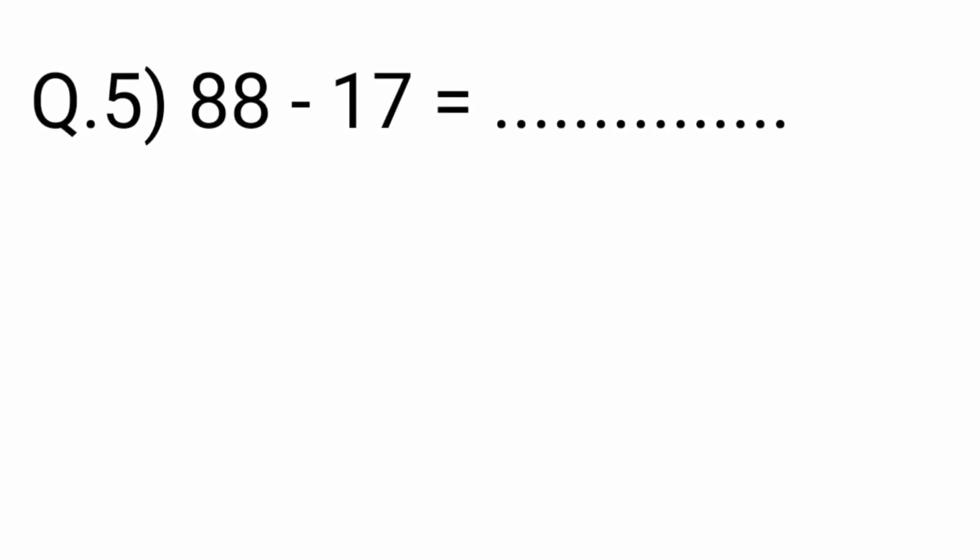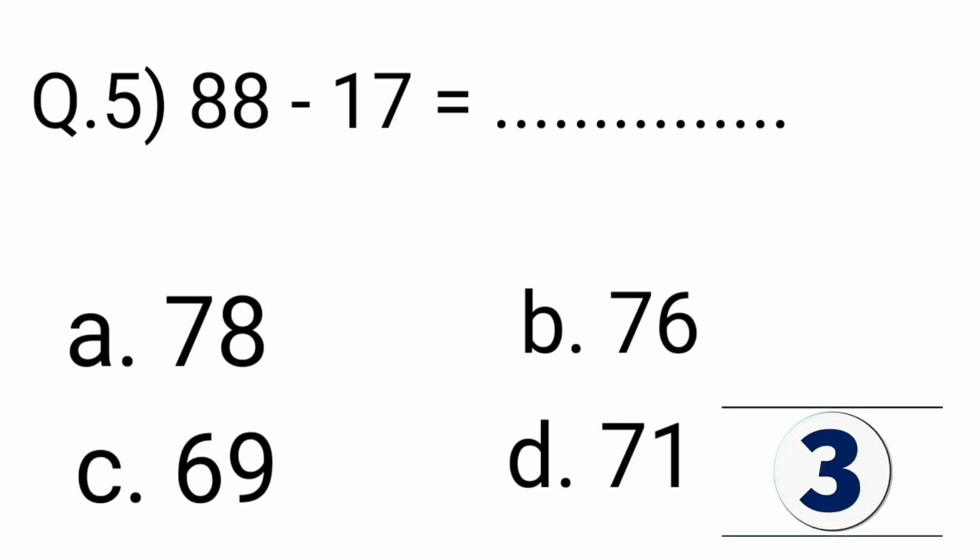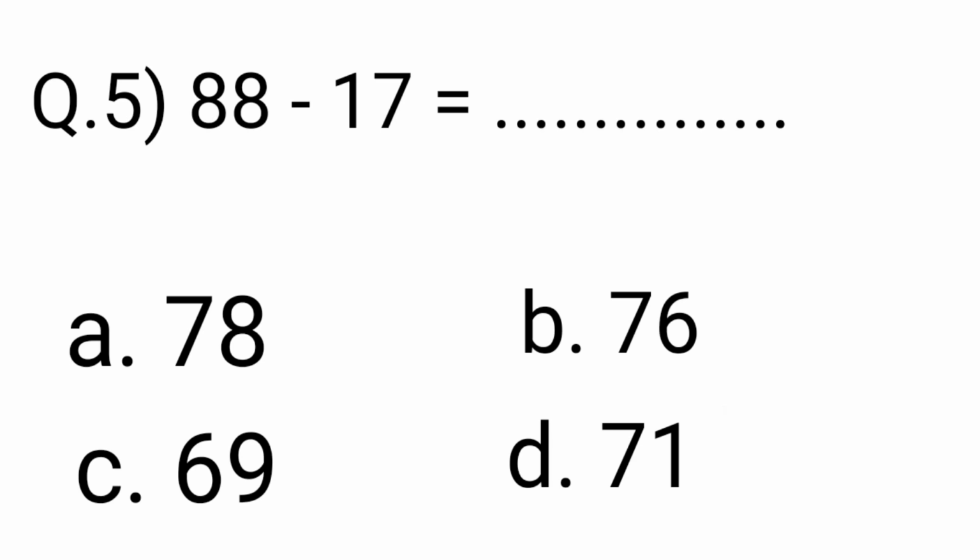Question number 5, 88 minus 17 is equal to option A 78, option B 76, option C 69, option D 71. The correct answer is 71.